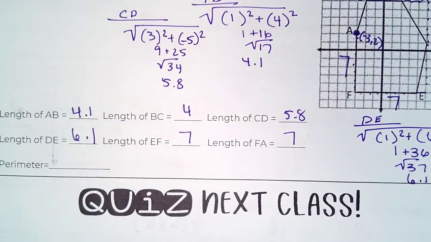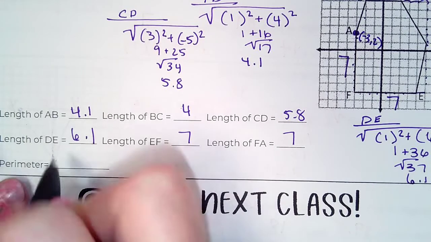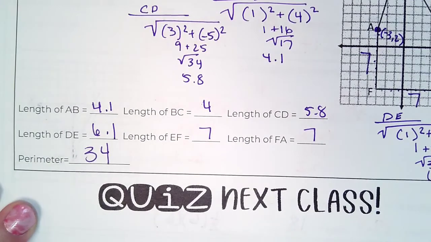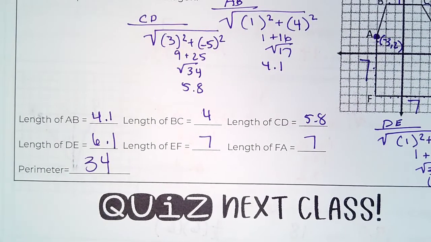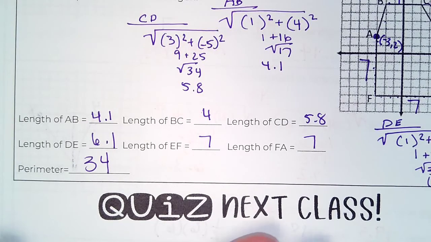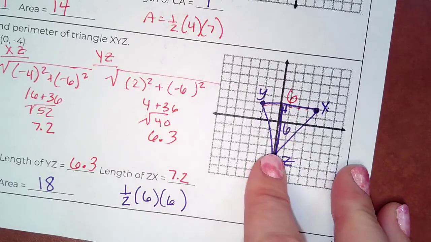Finding the perimeter, adding all of those up, 4.1 plus 4 plus 5.8 plus 6.1 plus 7 plus 7. So I got my perimeter of 34. Remember, if we had a parallelogram, it should still be base times height, but if we can't find the sides, we have to find the height, kind of like we did with our triangle here. We'd have to find the height within the figure.